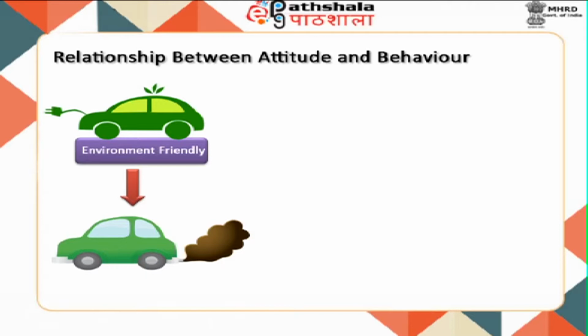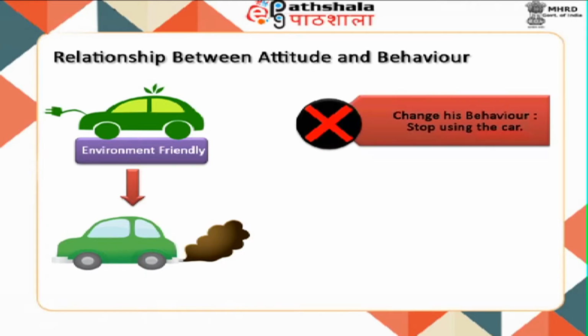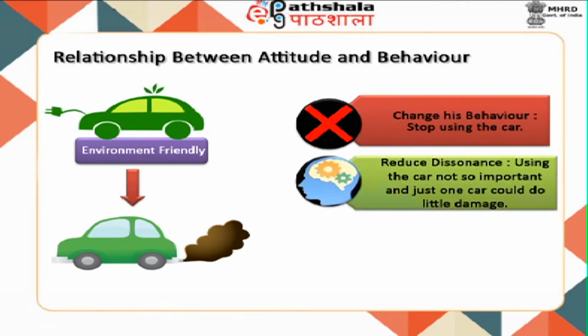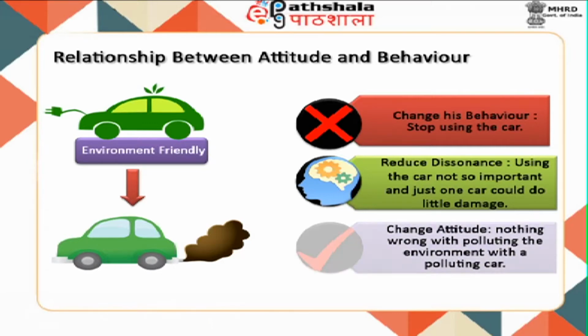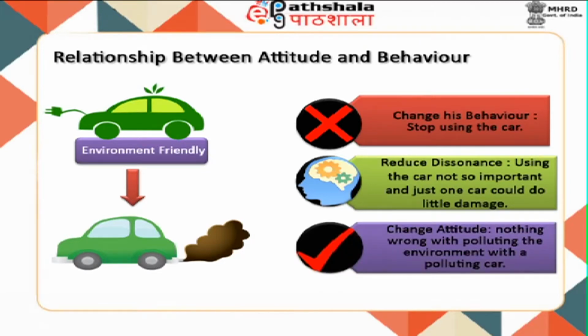He can change his behavior, that is, stop using the car altogether. The second option can be to try and reduce the dissonance by concluding that using the car is not so important and that just one car not being environment friendly could do very minimal damage to the environment at large. Thirdly, the person can change his attitude, deciding that there is nothing wrong with polluting the environment with a polluting car.